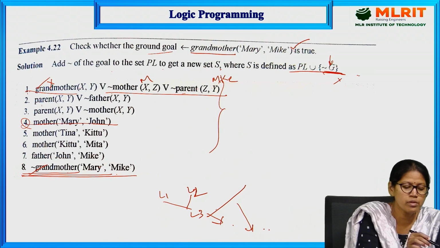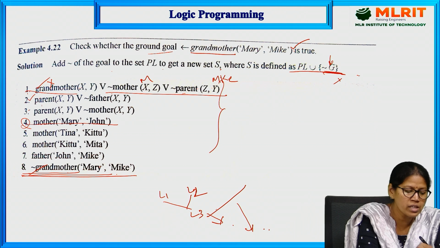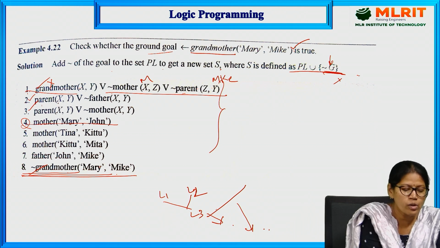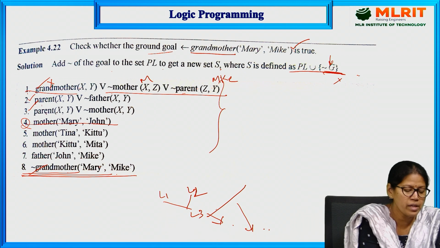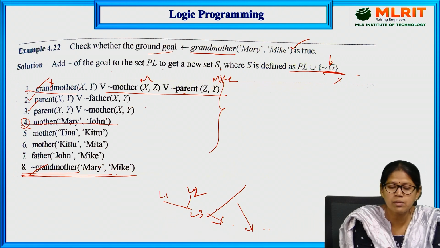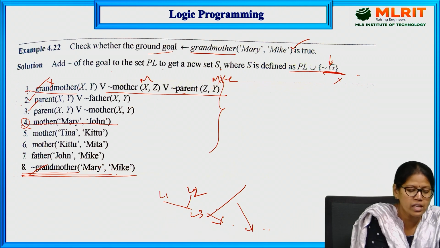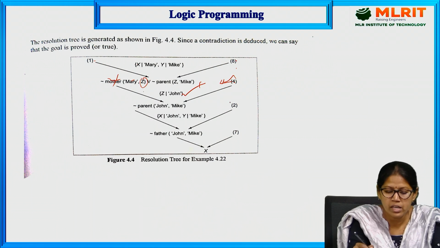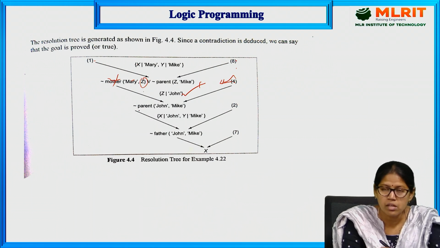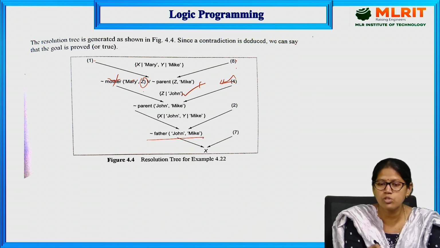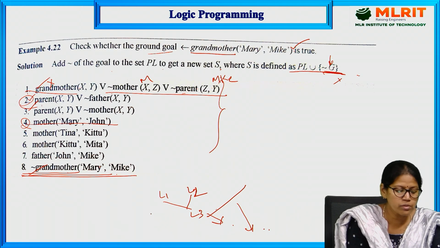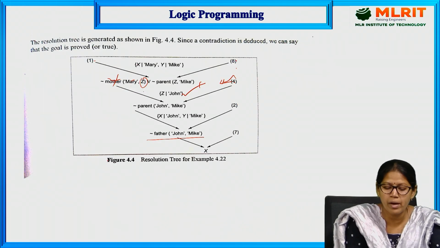So here, if you take clauses 2 and 3, both are parent of X, Y or negation of father X, Y, and parent X, Y or negation of mother X, Y. So we'll take the second one, here the second one, with this new class negation parent. So we'll have X = John, Y = Mike, and the new class is negation of father of John, Mike. So we'll check the father of John, Mike for the contradiction.